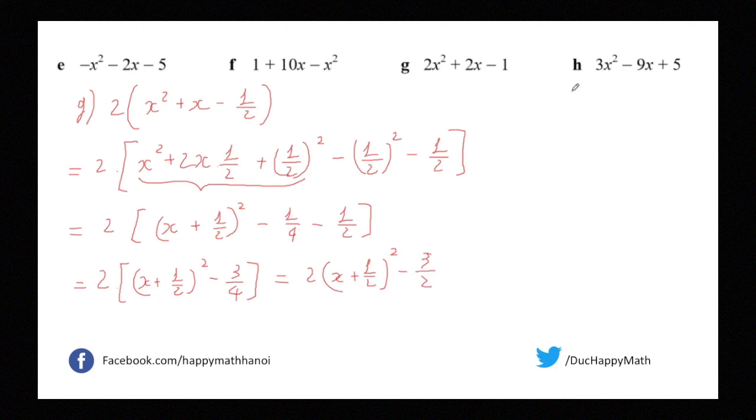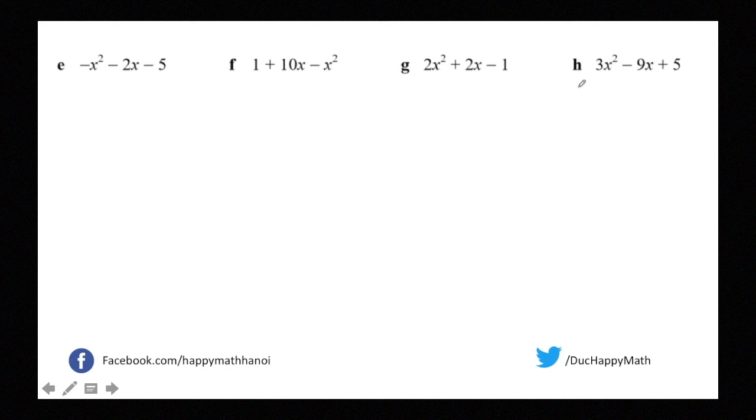Yeah, and question H is just quite easy. I'm sure you know how to solve that, so try by yourself first and compare with me. I take the 3 outside, and inside the bracket is the 3x here and plus 5 over 3. This question is too easy to calculate. Minus 2x.